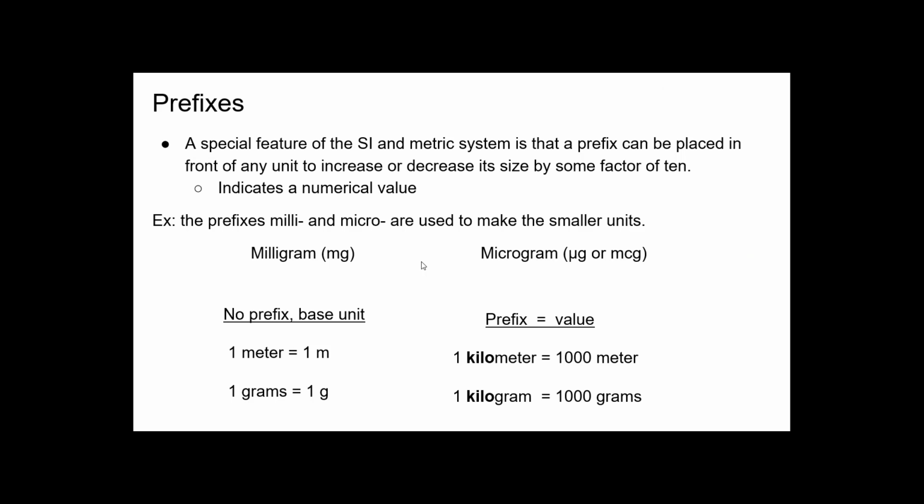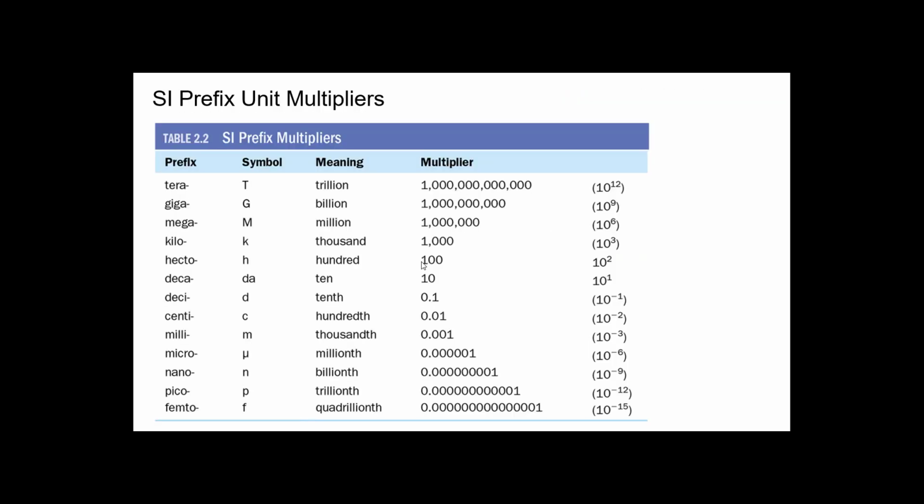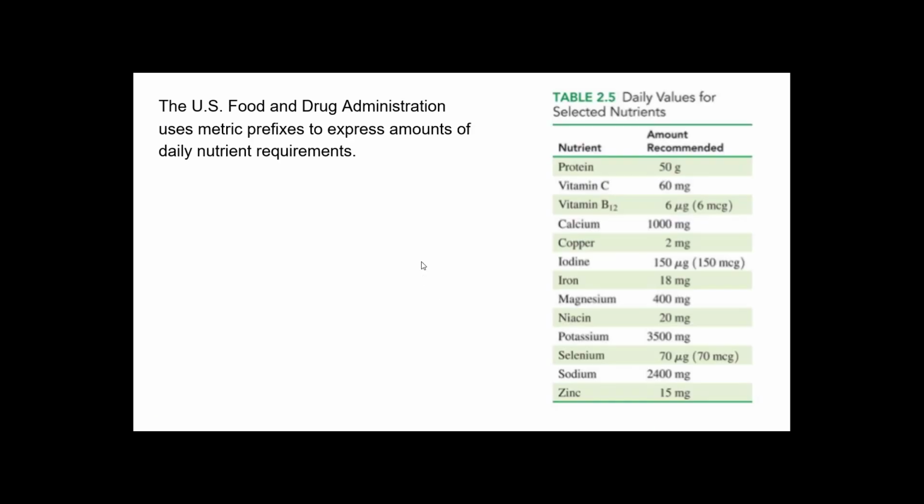So prefixes, they are a special feature to help you either make a unit larger or make a unit smaller, but we keep the same base. So for instance, if we have grams as our base, then we can go into a larger number as kilograms, or we can go into a smaller number as milligrams. And you would have to use the prefix in order to adjust for that.